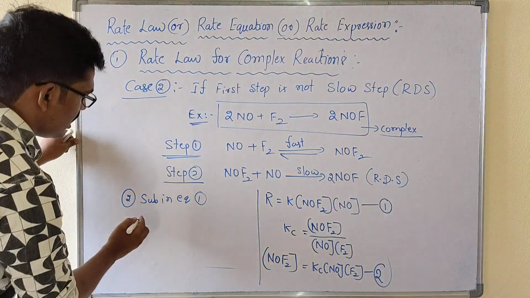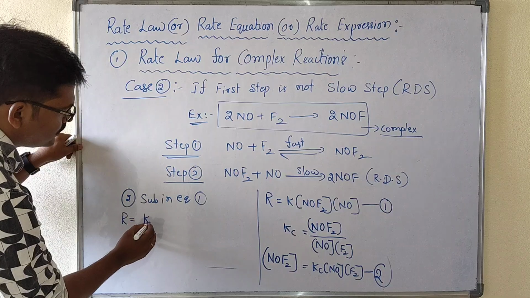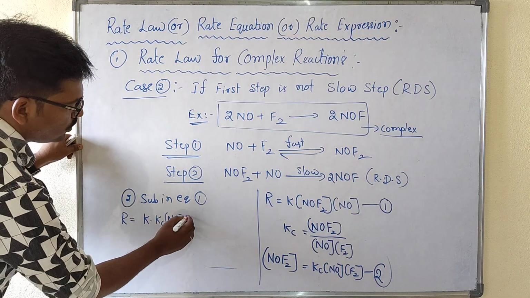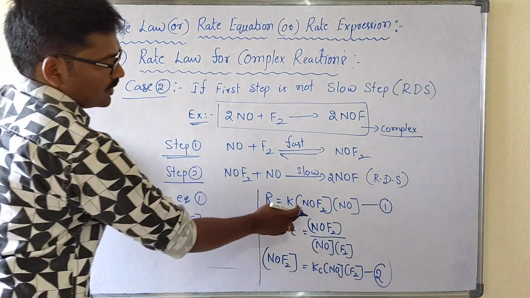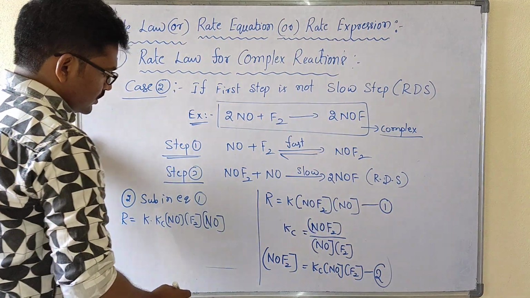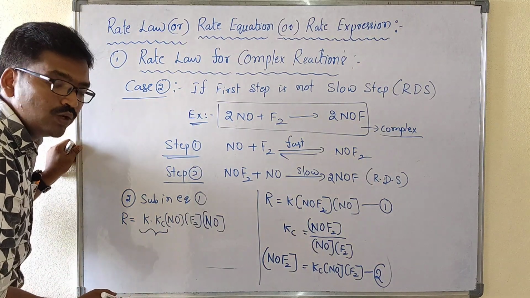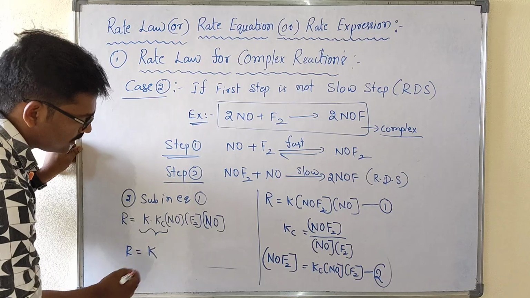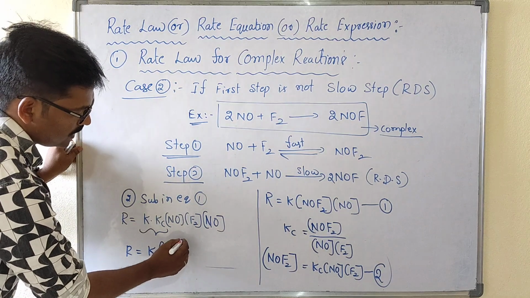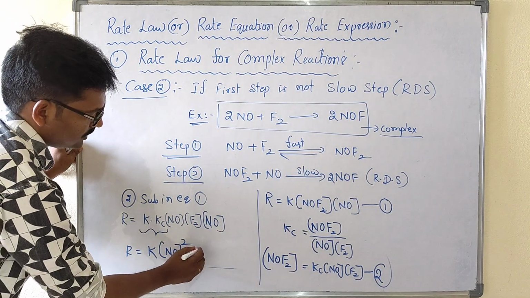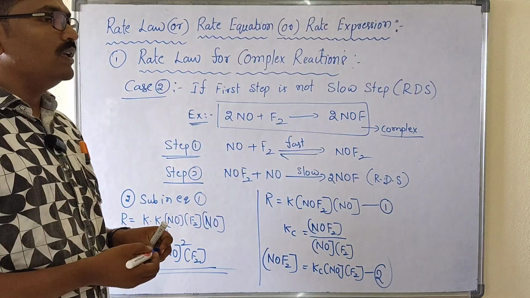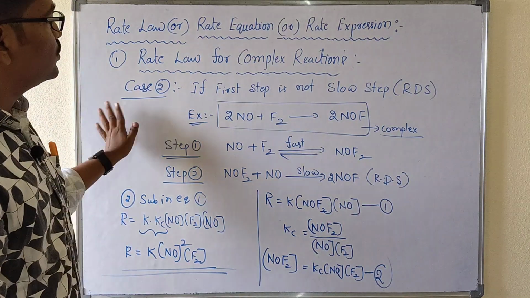Kc NO F2. Note it. R equals K into Kc NO F2. Then after substituting this, what will be the remaining part? NO as usual will be there, right? So now look at these two, K into Kc we call the effective constant K. Then NO, 2 times will be there, NO square, then F2. This is the rate law for this. So this is how we have to find out for complex reactions in case 2.